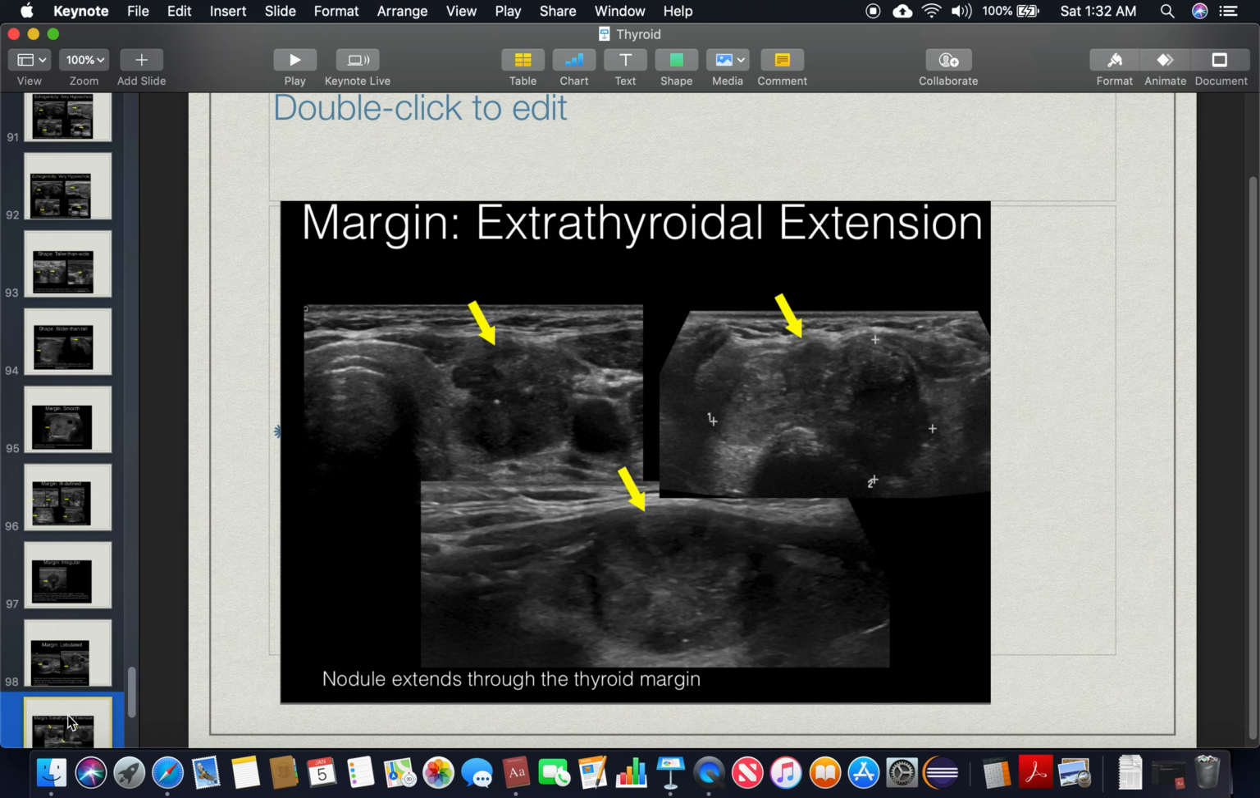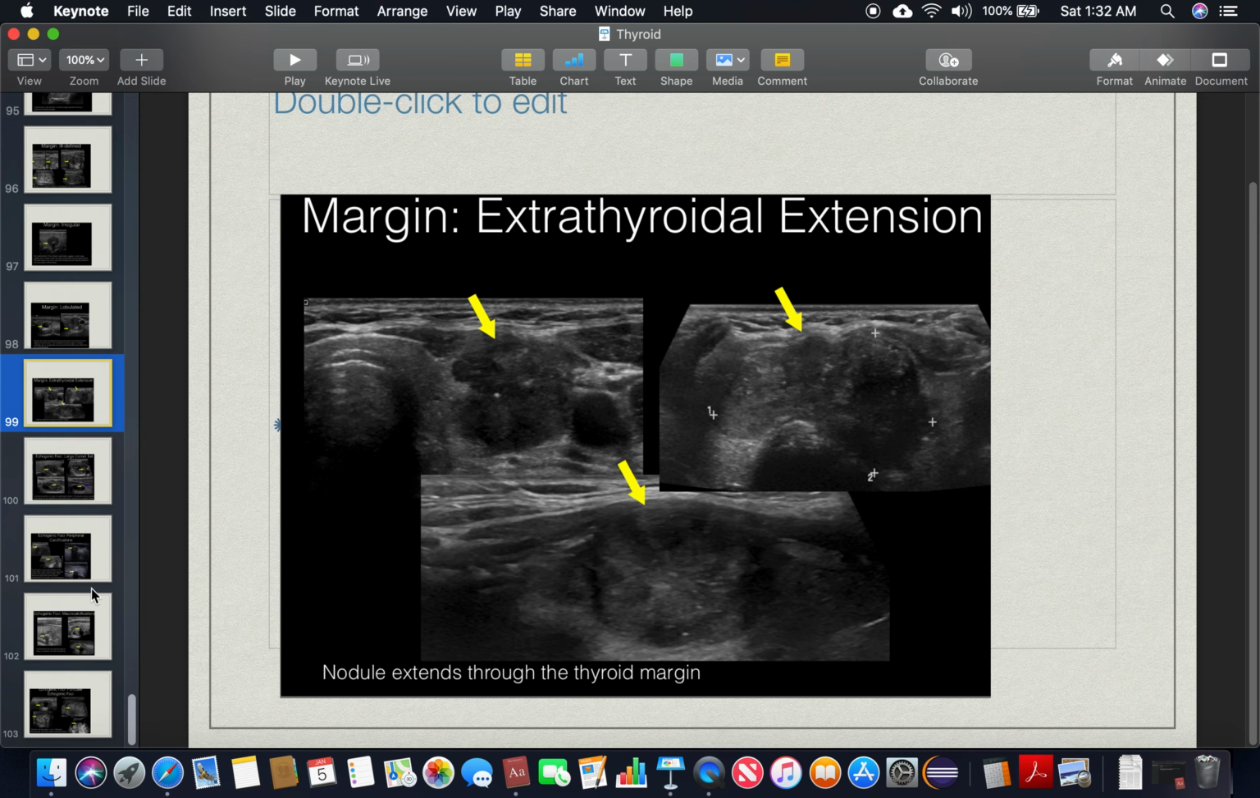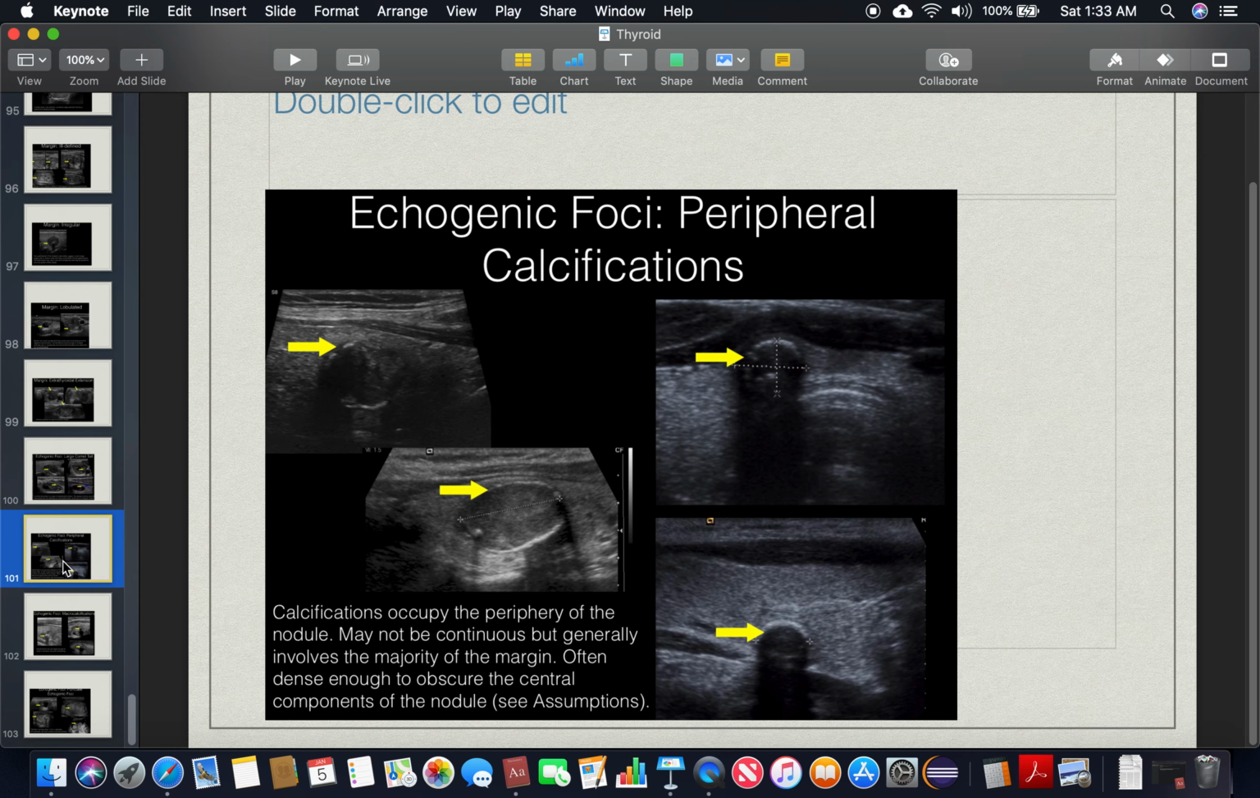And then here is an extrathyroidal extension, how the tumor is extending out. So here's the thyroid, and see how this is extending out of the thyroid margin. So this is certainly quite a suspicious finding. Echogenic foci, this is a comet tail. It is a type of reverberation artifact, and typically it is a benign finding.